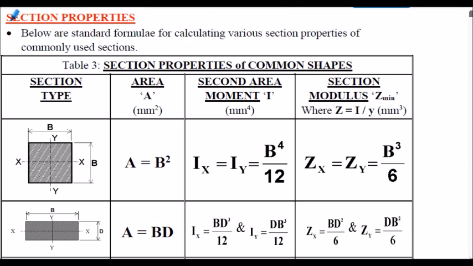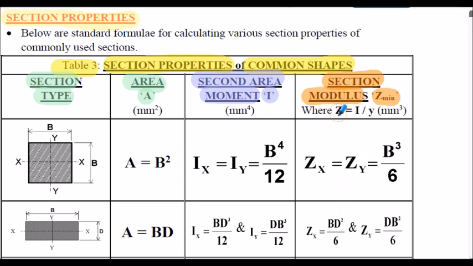Let's consider section properties. In table 3 here, we've got section properties of common shapes, quite simple shapes we're going to use in this presentation. For each section type, we have the area formula stated in this column. We have the second moment of area, symbol I, formula stated in this column. And we have the section modulus in this column. This is actually the minimum section modulus values we are calculating within this column.